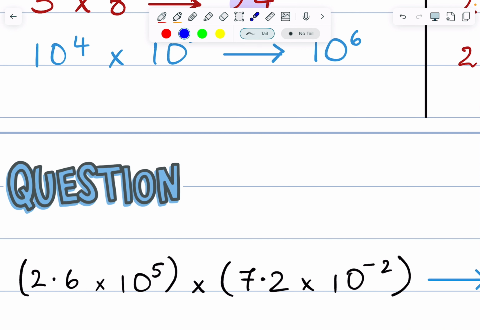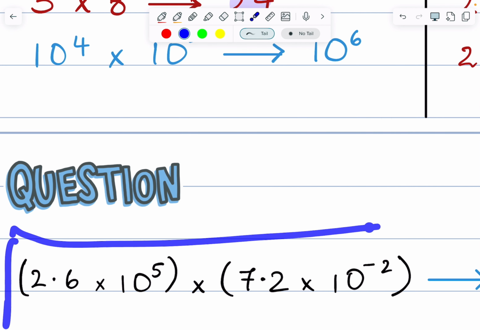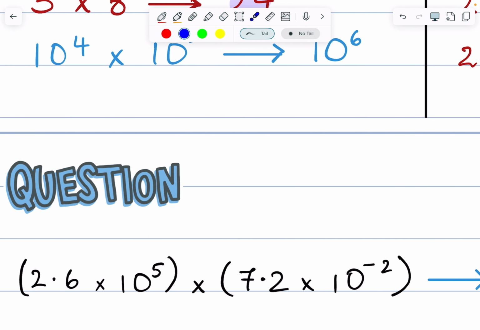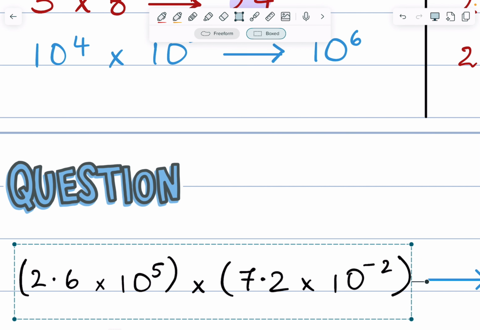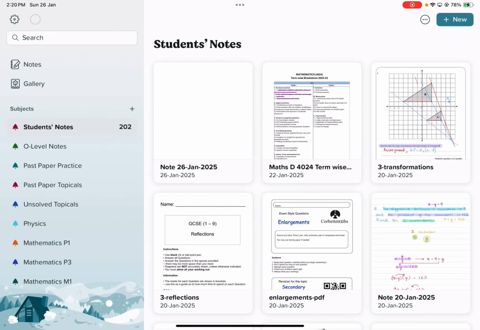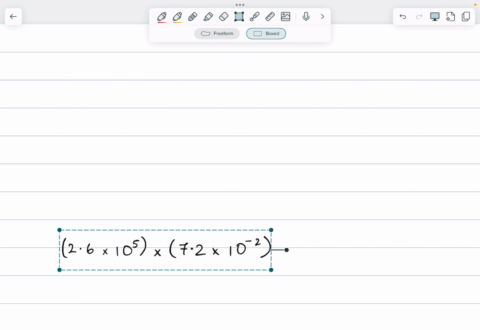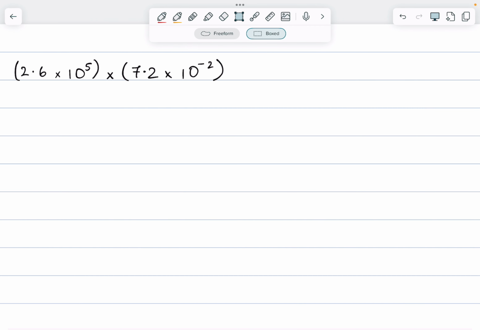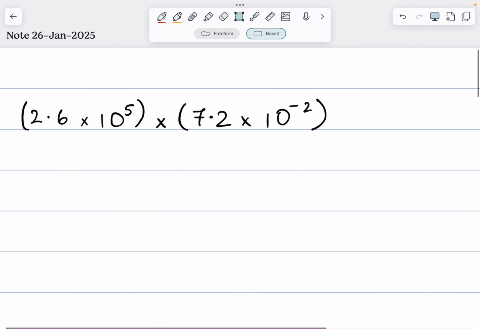This is an even harder one. Decimal multiplication without a calculator. Do you know how to do decimal multiplication without a calculator? Okay, if you want, we can do this one together. साथ कर लें, इकट्ठे कर लें. Okay, let's do it together. Have a look. Okay, देखो, the question over here is 2.6 times 10 to the power 5 times by 7.2 times 10 to the power minus 2.